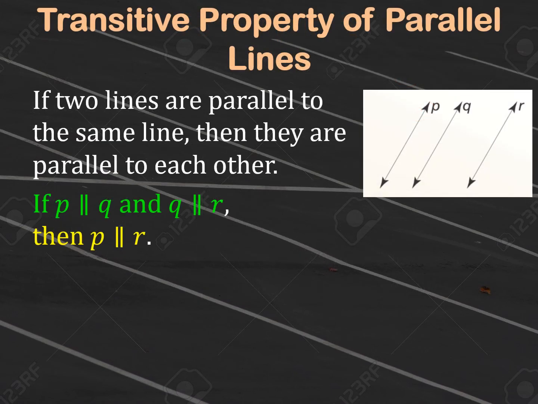The final topic for 10.3 is the transitive property of parallel lines. And it works like the transitive property of equality and congruence. If two lines are parallel to the same line, then they are parallel to each other.